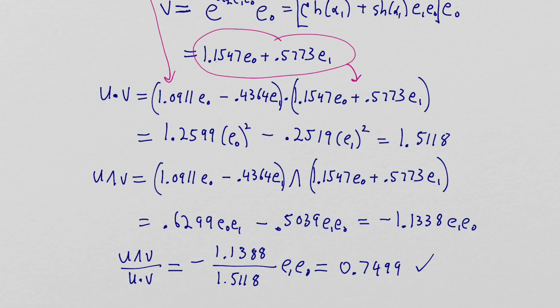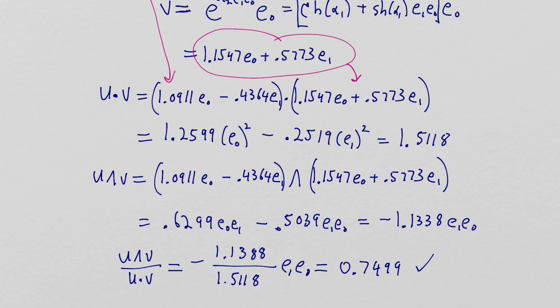And then the other cross term is minus 0.4364 times 1.1547 E1 E0, and that's this term here. And then we want our blade to be E1 E0, so we flip these two around, pick up a negative sign, and then therefore we take the sum of this and the opposite of the sum of these two, which is minus 1.1338 E1 E0.